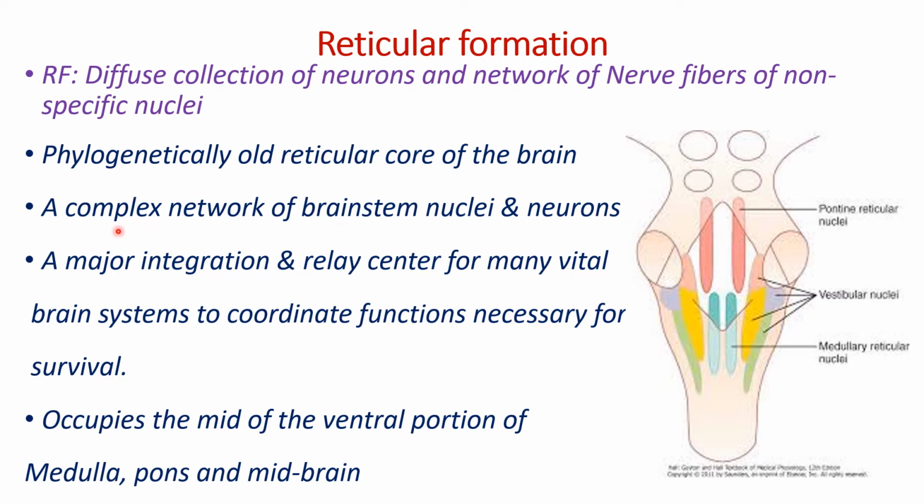It's a complex network of brainstem nuclear neurons. These brainstem nuclear neurons form a complex, the reticulum. That is why we gave the name reticular formation, the reticulum being a sort of meshwork. The role is that they are responsible for a major integration and relay center for many brain vital systems, to coordinate functions which are necessary for your survival.